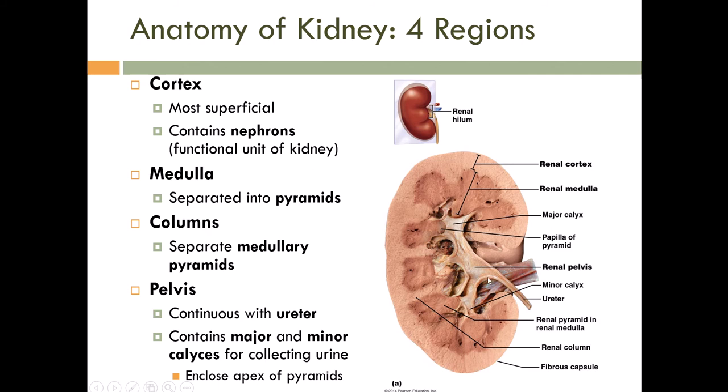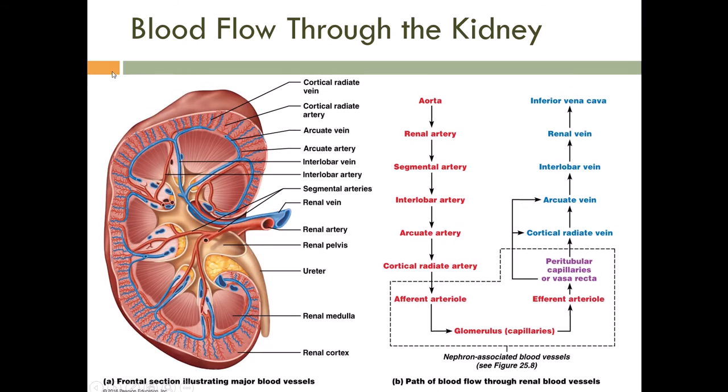I also want to point out the hilum here, which is this kind of indentation. This is where the blood vessels come in and out, as well as the ureters there. In terms of blood flow through the kidney, I mentioned earlier, very large, healthy blood supply. Pretty much your entire blood volume moves through your kidneys often. I want to say every minute, but quite often.